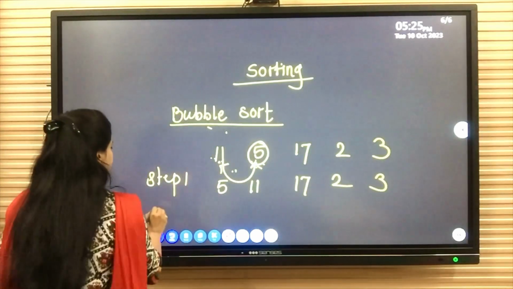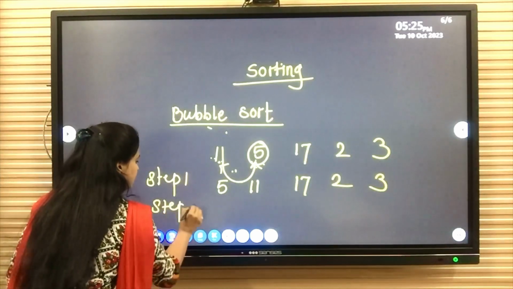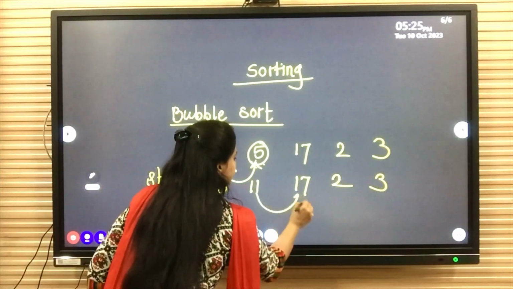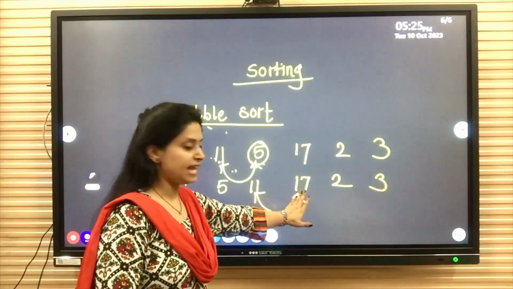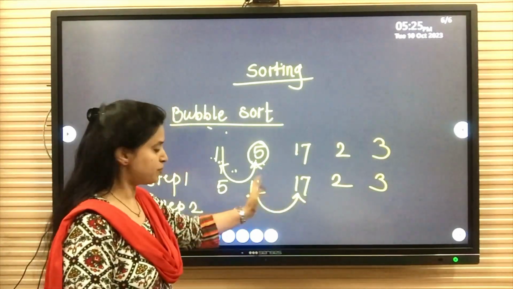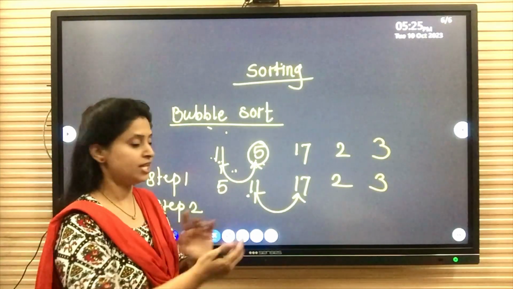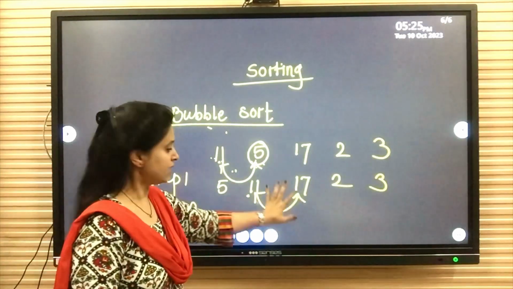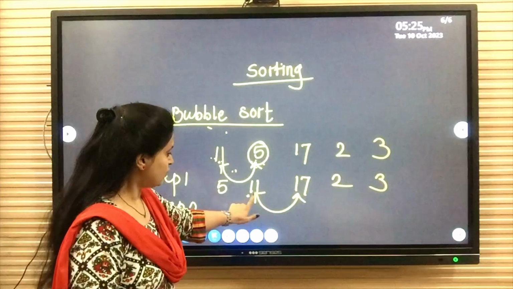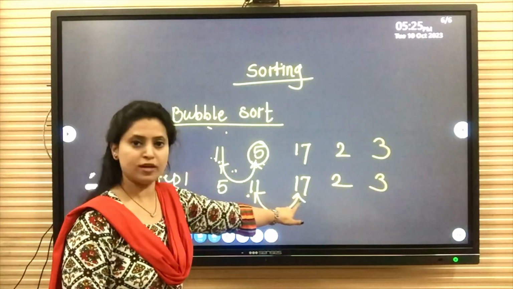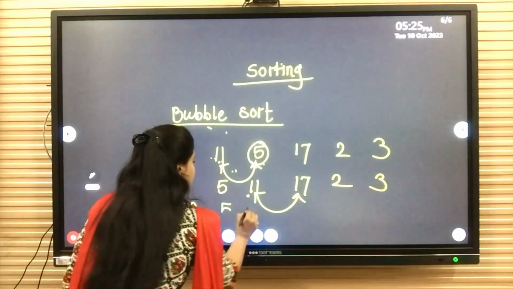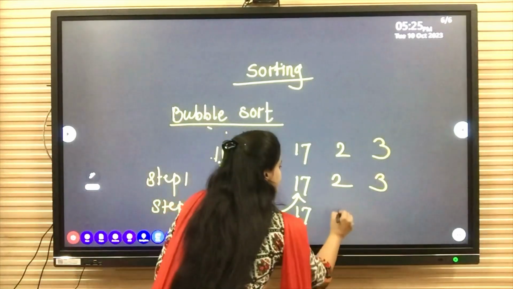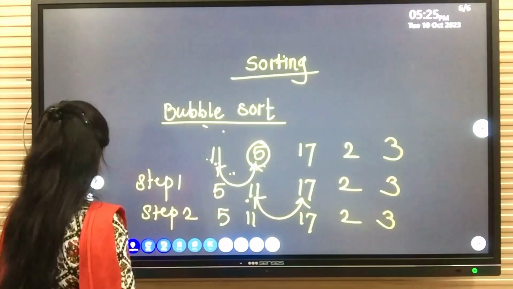In the next step, what do we have to do? We have to compare these two elements. Again, if the next element is smaller than the previous element, we have to rearrange. If it is not like that, we have to keep it as it is. Now in this case, we are having 11 smaller than 17, so we will keep it as it is. So now after step 2, I am having this like this.